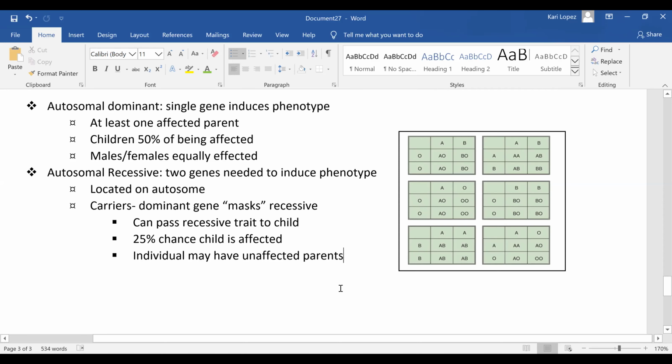So what if both parents are OO? Then your only choices are going to be OO babies. Every child they will ever have will be the recessive OO genotype and group O phenotype. Okay.